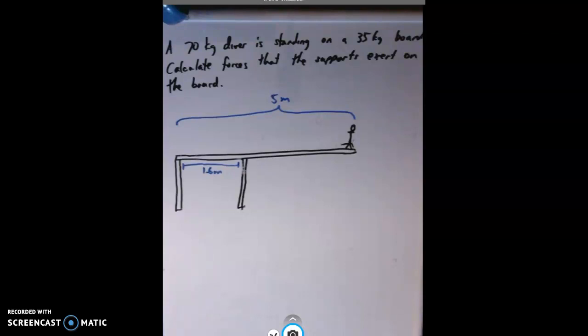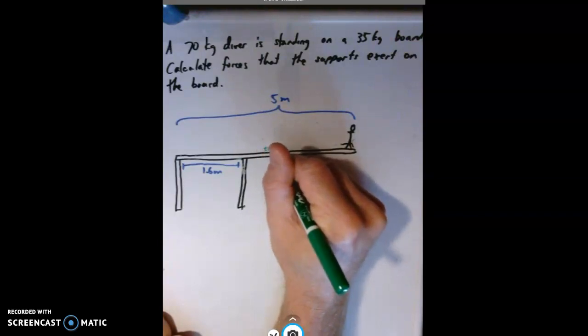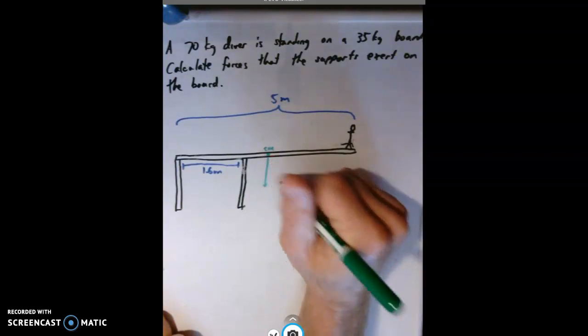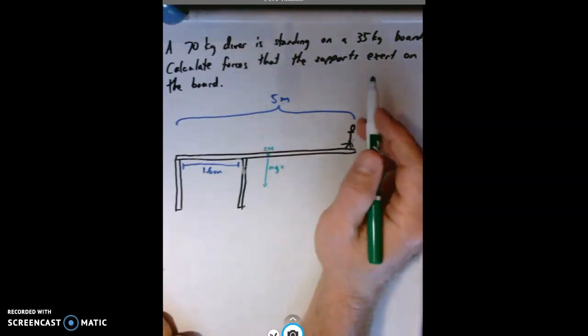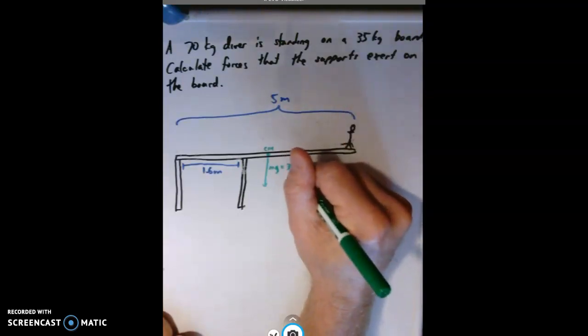So I am going to start by labeling all the forces that are acting here. We want to be very careful to consider the point of application, because if we're going to be using torque, we need to know how far the forces are acting relative to the axis of rotation. I'll start with the center of mass of the board, and that is of course the downward force of gravity. mg is equal to 35 kilograms times 9.8, which equals 343 newtons.